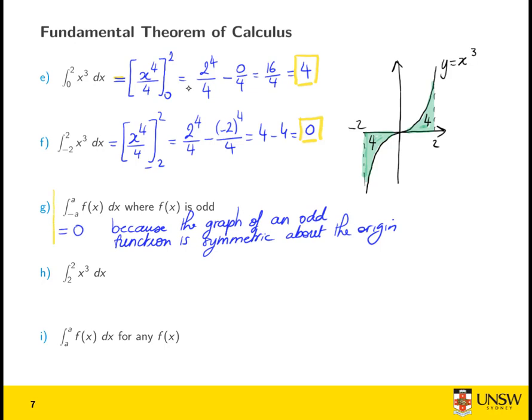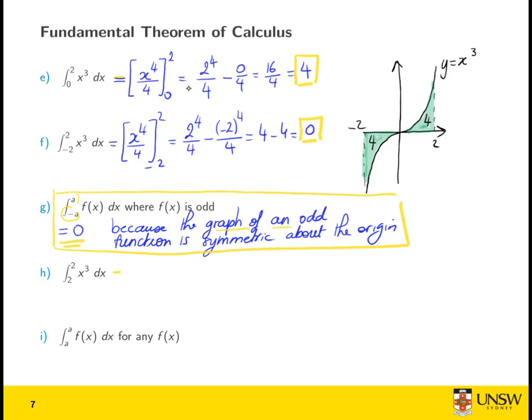So when you integrate an odd function on a domain which is symmetric with respect to the origin, so these two numbers are opposite, you will always get 0. And that's because the graph of an odd function is symmetric about the origin. Let's look at something else.